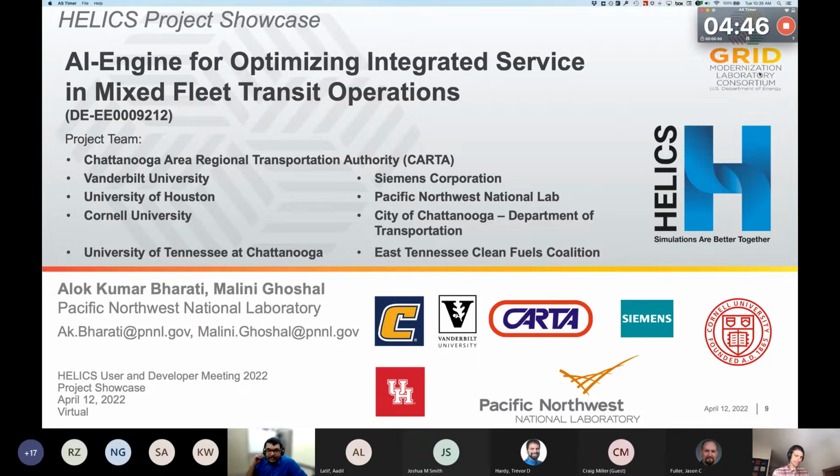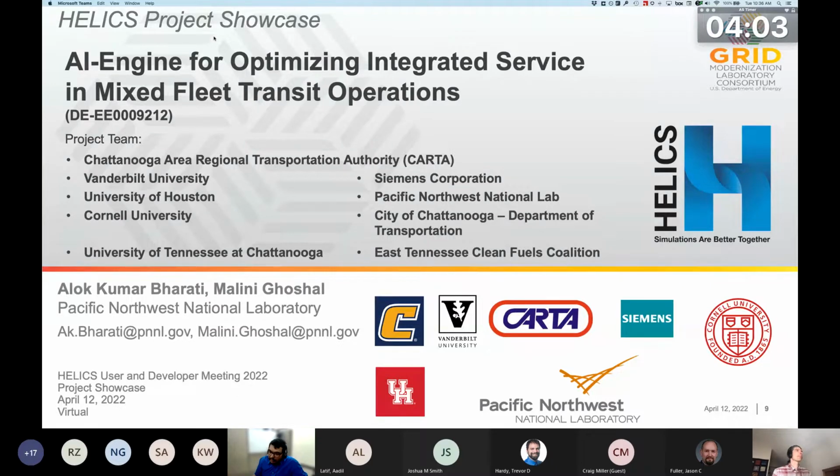Thanks for this opportunity, and I will briefly touch upon one of the use cases of Helix for co-simulating the transportation systems with the electric grid. This is a project that is led by Carta, and we are looking at the impact of transit system electrification. This project involves a lot more than co-simulation with the grid, but I will give a brief summary of the whole project and talk a little more about where Helix is involved and what we're trying to do with the integration to the grid.